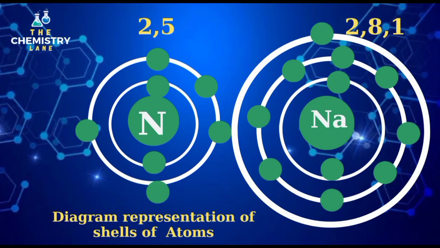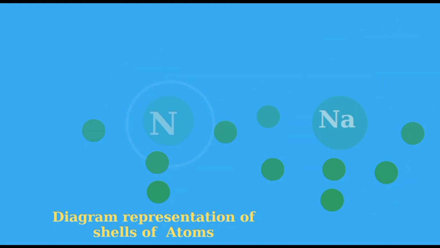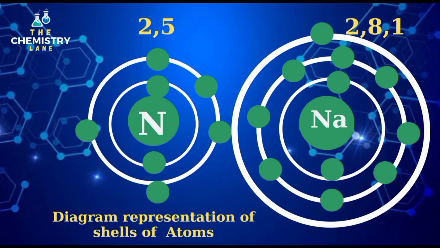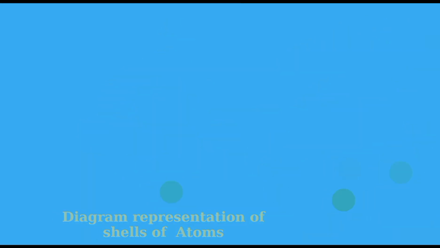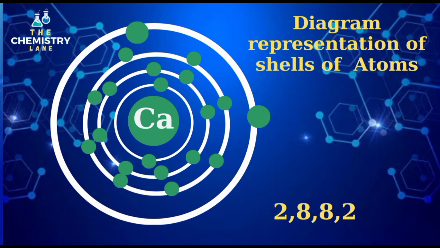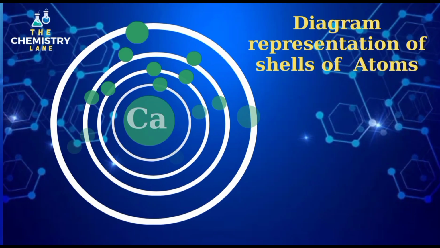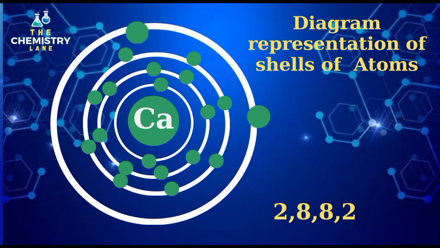Next is nitrogen. Nitrogen has atomic number 7 and its electronic configuration is 2,5. 2 electrons on the K shell, 5 on the L shell. While sodium has 2 on the K shell, 8 on the L shell, and 1 on the M shell. Next is calcium with electronic configuration 2,8,8,2. K takes the 2, L 8, M 8, and the last shell has the 2.